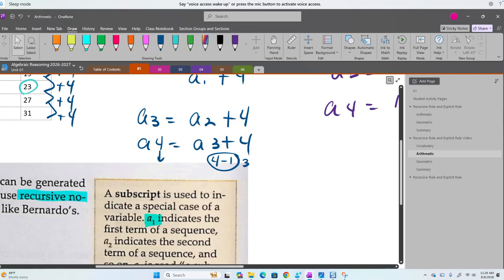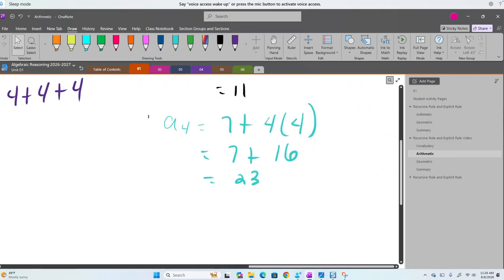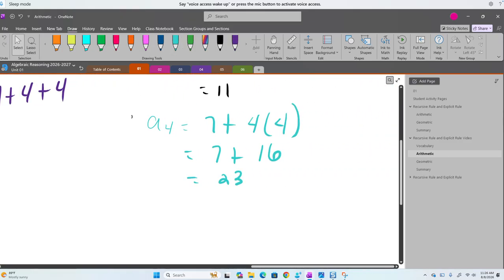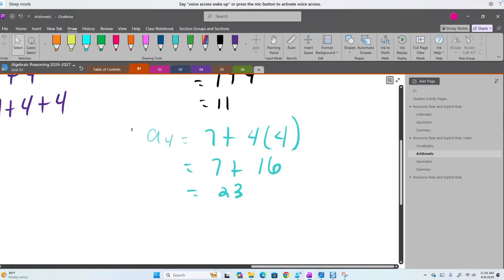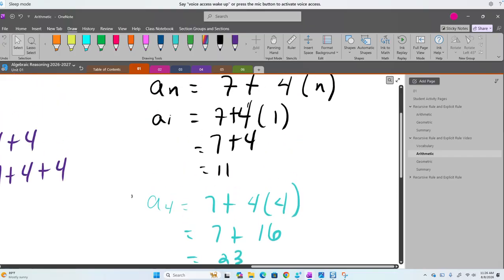Now we will extend this. We're not going to do it today, but we will find our function from our explicit rule. So, but that's later.